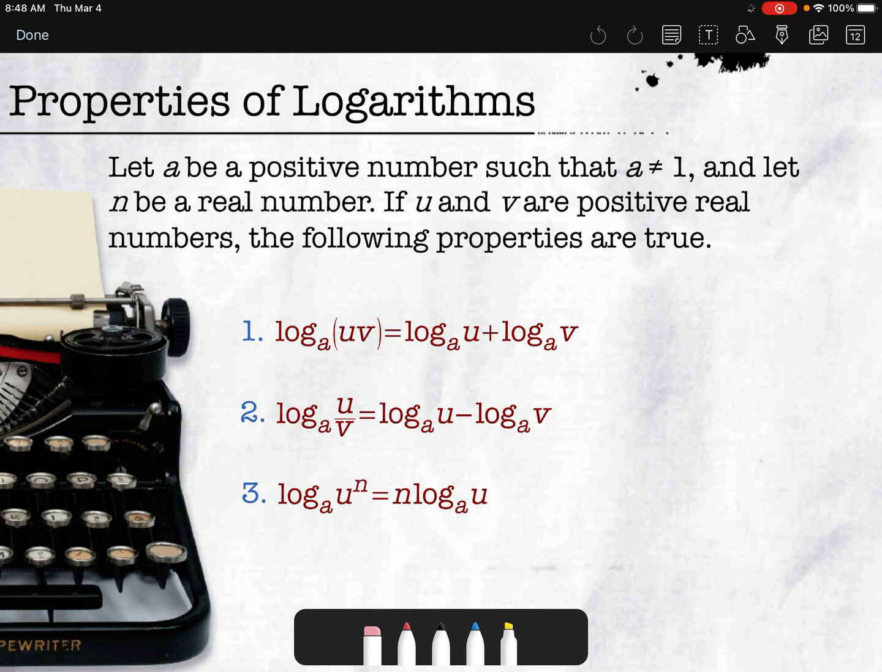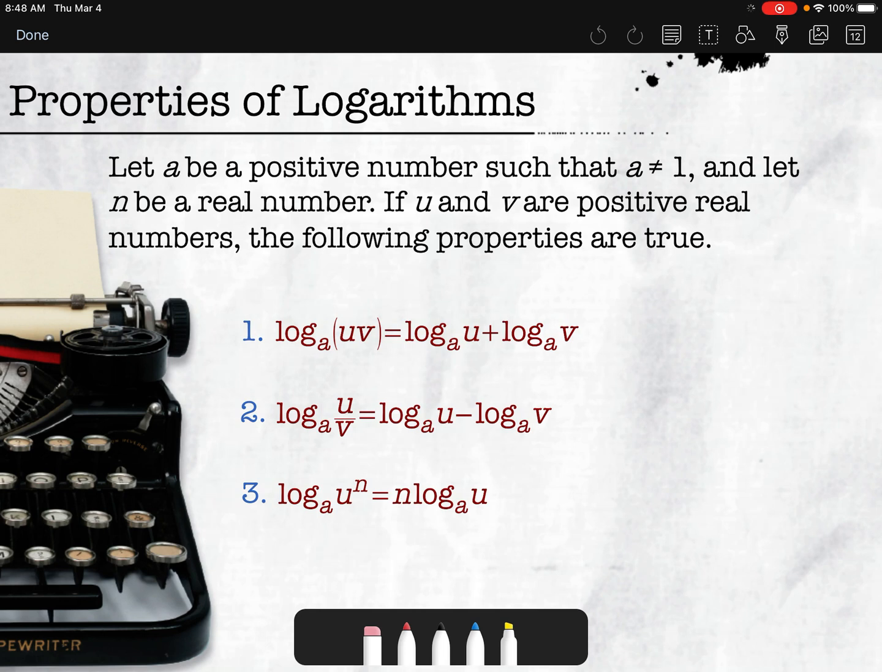If you take a logarithm of two quantities that are multiplied, the product, that means we can split them and add them. And it's much like multiplying exponential functions. We add the exponents. Well, we add the logarithms, because remember, a logarithm's answer is an exponent.